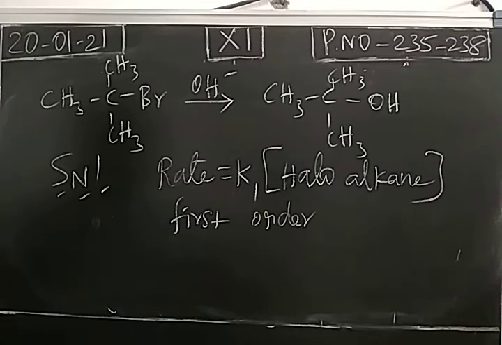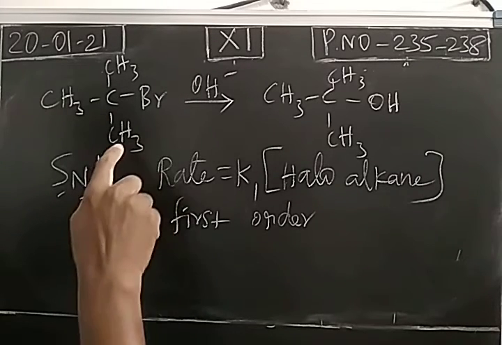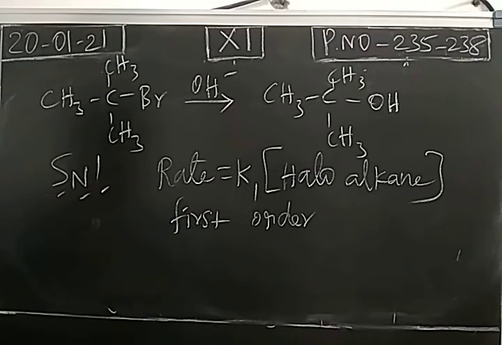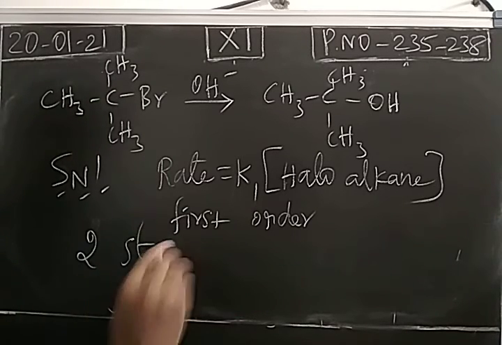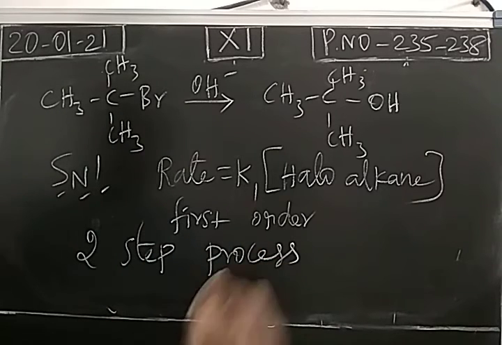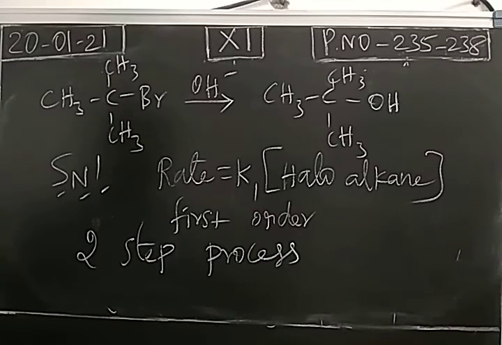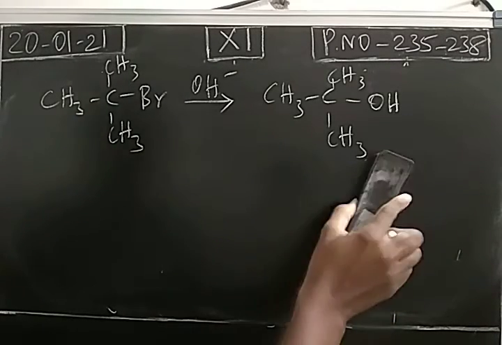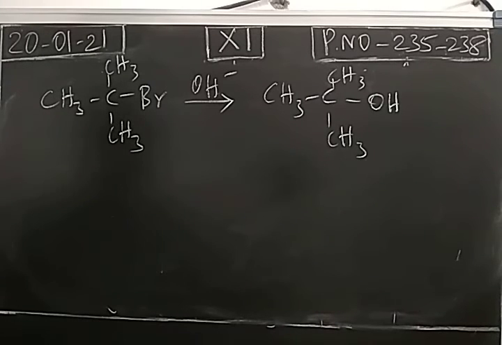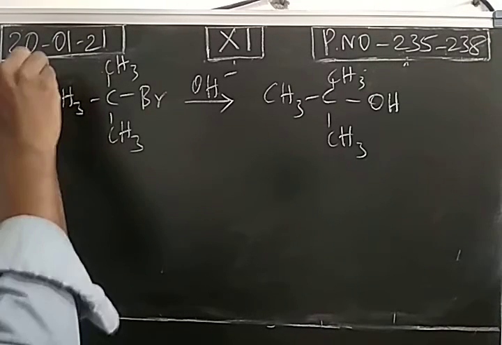So the conversion of alkyl halide into alcohol following the SN1 mechanism is an example of a first order reaction. It follows first order chemical kinetics. And this is a 2-step process. When you take the SN1 mechanism, there will be 2 steps. The first step is formation of a carbocation.